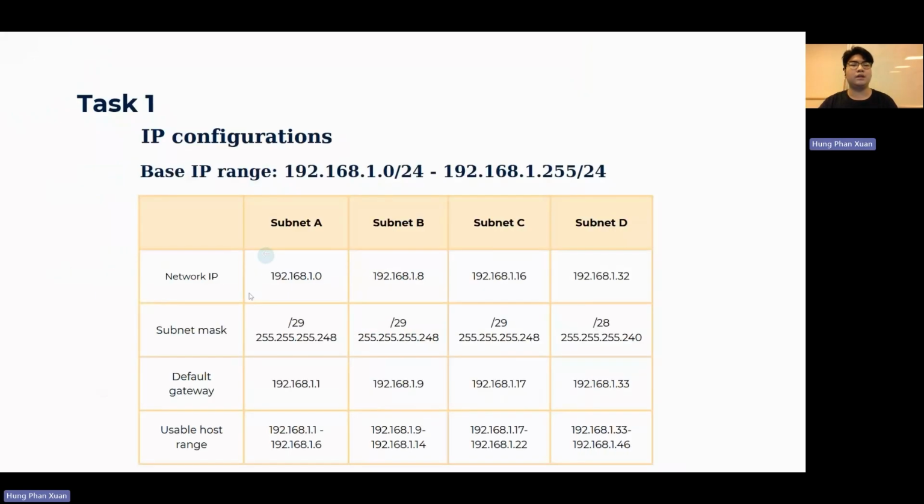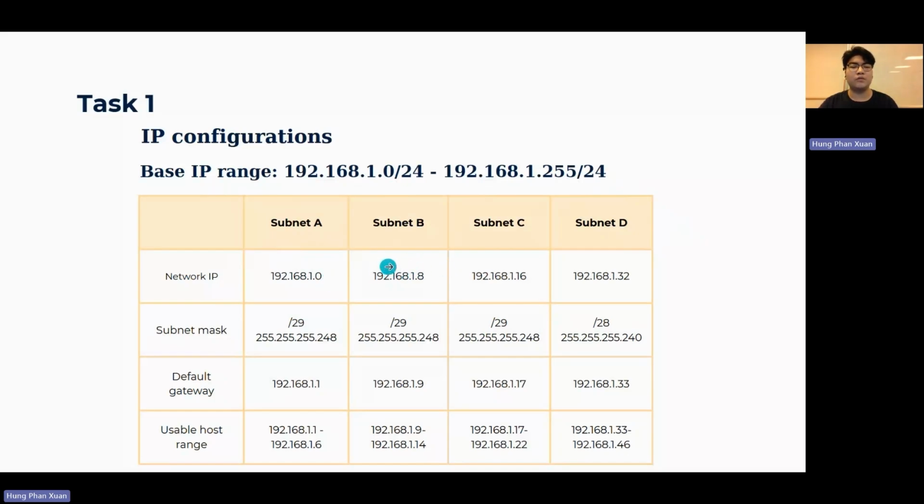Now onto our IP addressing scheme. We'll be using the base IP range from 192.168.1.0/24 to .255/24. For this, we'll be assigning IP addresses to the /29 subnets first and the /28 subnet at the end. First, in subnet A, the IP range will be from 192.168.1.0 to 192.168.1.7.